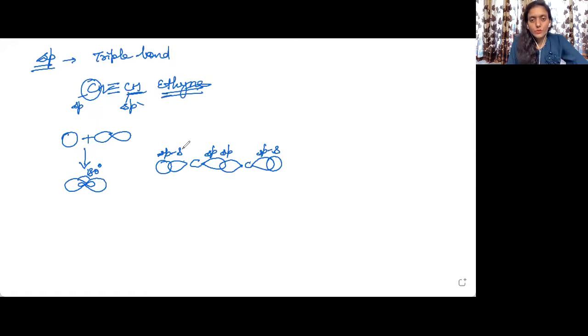Okay, so these are the three sigma bonds formed in case of this molecule. Now we are moving to the pi bonds. How to show the pi bond formation?